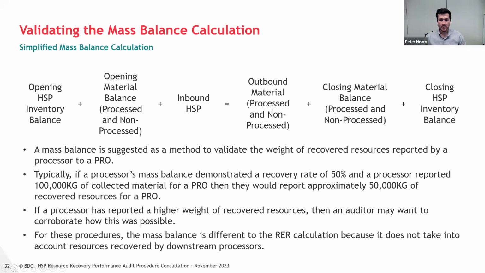So this is a case where the mass balance is different to the mass balance that Dylan would have proposed and presented in the RER calculation. This is because it does not take into account resources recovered by downstream processors. A lot of the data points that we included in this mass balance, as well as Dylan's mass balance, will be the same. For example, an opening inventory will be an opening inventory, but there are sections that we have not included and maybe sections that Dylan has included.